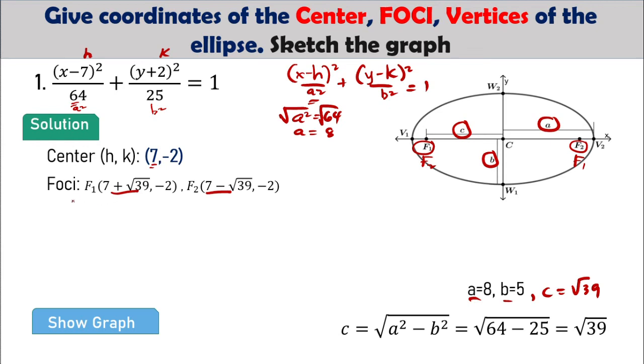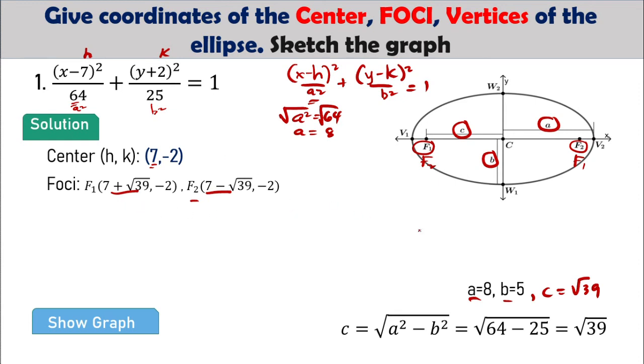So, in identifying the foci, F sub 1 is 7 plus H, and negative 2. And F sub 2 is 7 minus H. So the H there is actually C. So it is 7 minus C and negative 2. Okay, erase this. I hope you understand about the focus.